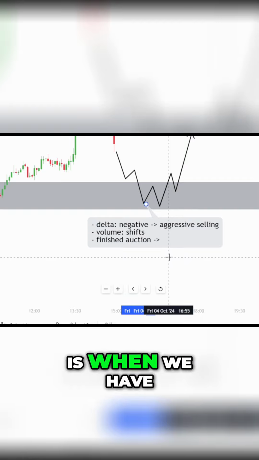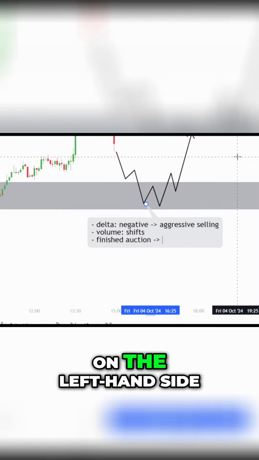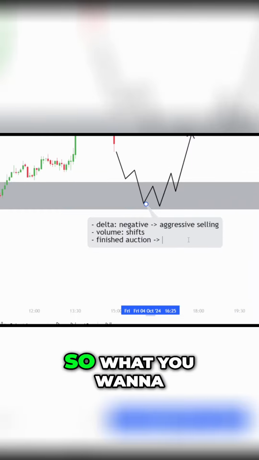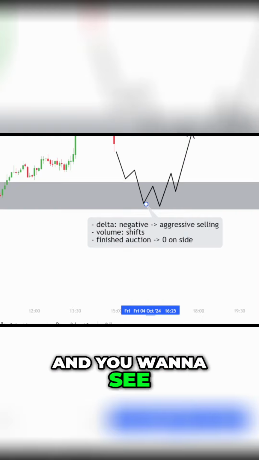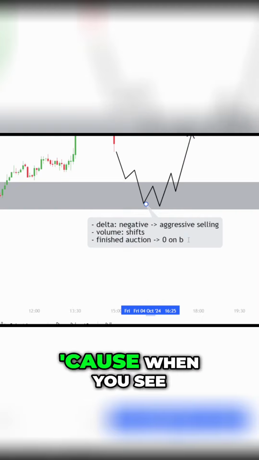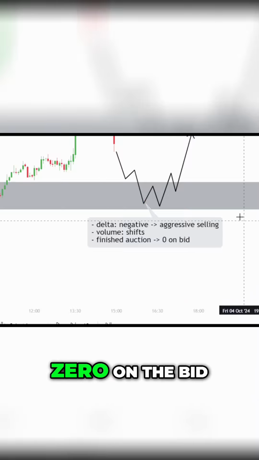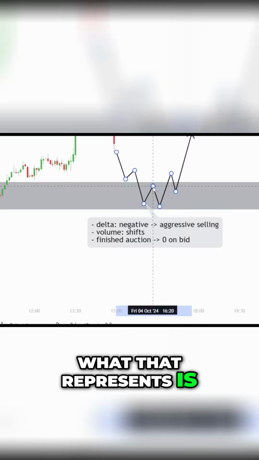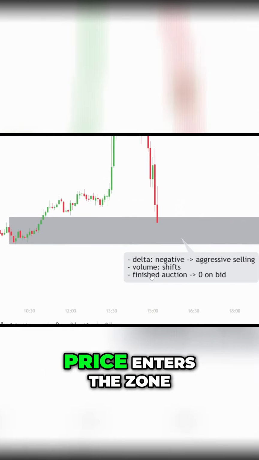A finished auction is when we have a zero on one side, right? So if you remember, we have the bid on the left-hand side and we have the ask on the right-hand side. So what you want to see is a zero on the bid. Because when you see a zero on the bid, and we're going to be going over this on the footprint chart, what that represents is there are no aggressive sellers trying to drive price down. So let's see how price enters the zone, right?